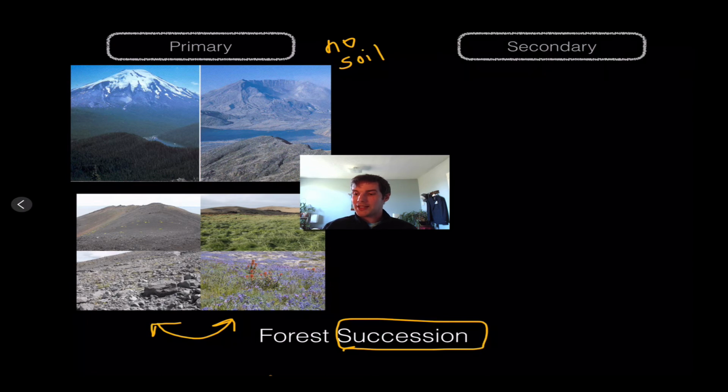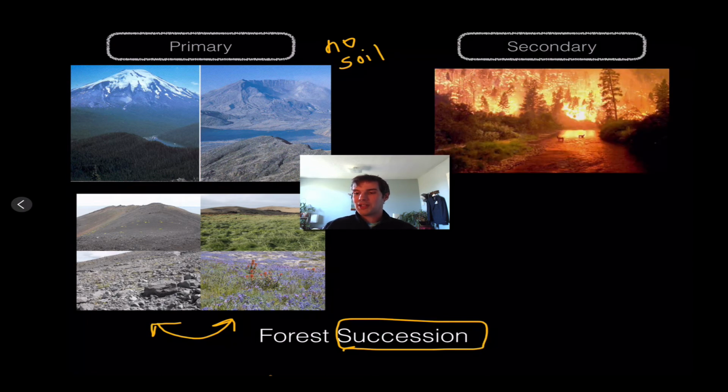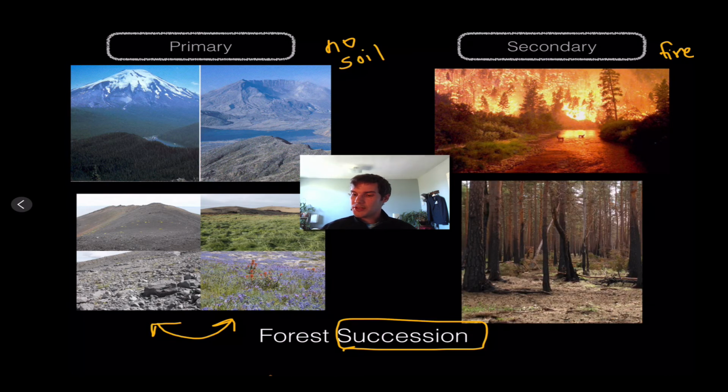Then there is secondary succession. Secondary succession, an example could be a fire. So this is in Yellowstone, the big Yellowstone fire years ago. And the soil is still there. And there are still some organisms still there. So some plant life, some trees might survive.